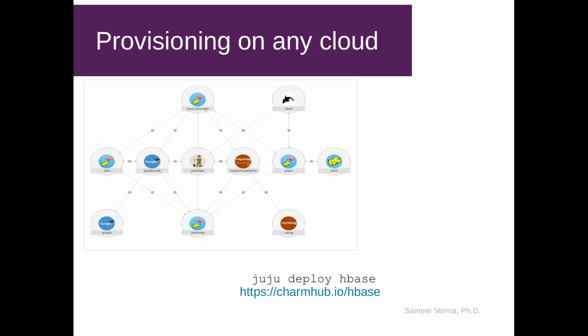And Juju basically does all the heavy lifting of reaching out to Amazon or Google and spinning up machines, installing whatever is needed based on this map, connecting them, configuring them. It'll take a few minutes, but you will actually have an 8-machine cluster running for you doing what HBase is supposed to do.